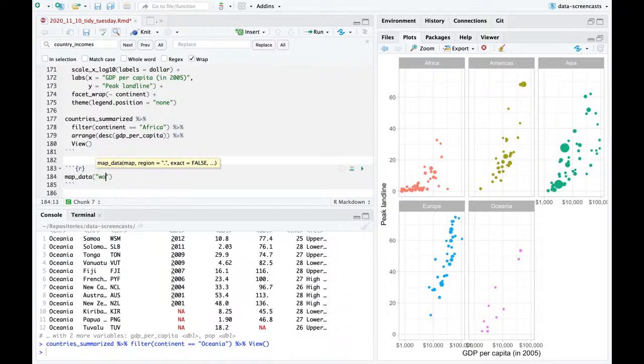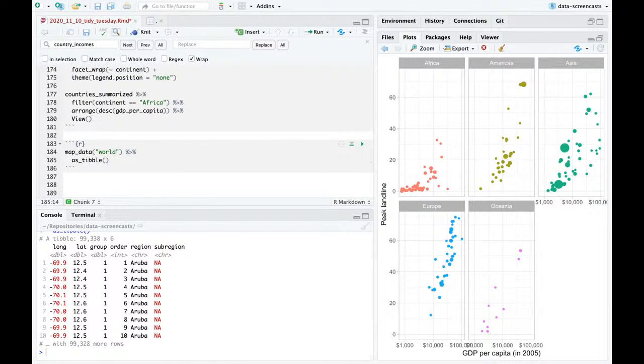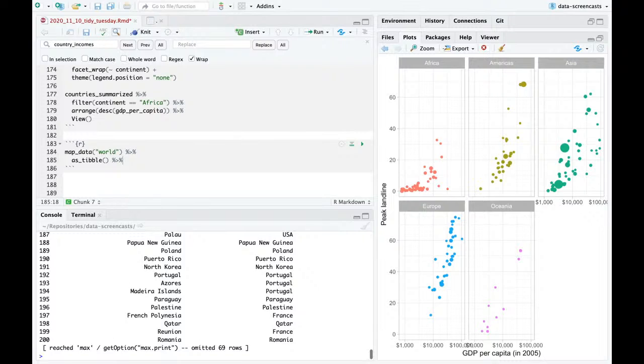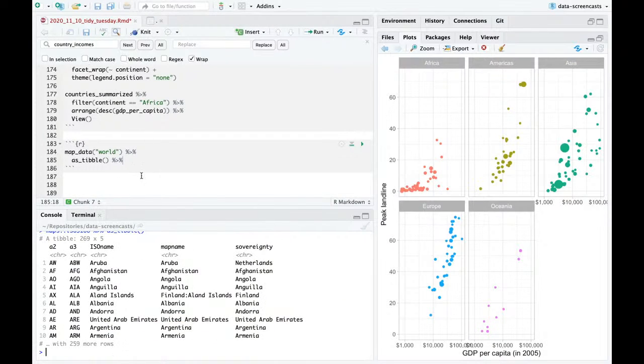If I do map data of world, to remind myself, what does the data look like as a tibble? Okay, and there's some data in here. It's super annoying. I have to do this every time I make a map. We need to match this to maps ISO 3166. We have to join this data in. There are a few ways to do this. Honestly, every single time it's annoying. Maybe I missed something. I need to get this A3 in there, and it's in the form of a regex.